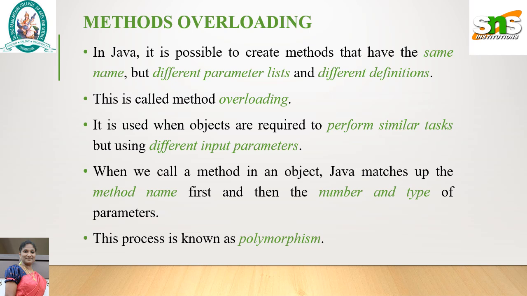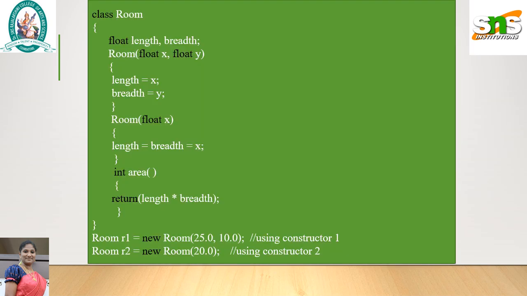When we call a method on an object, Java matches the method name first and then the number and type of the parameters. This process is known as polymorphism. Generally, poly means many. Here we are defining many methods with the same name. So this is an example to demonstrate the concept of method overloading.